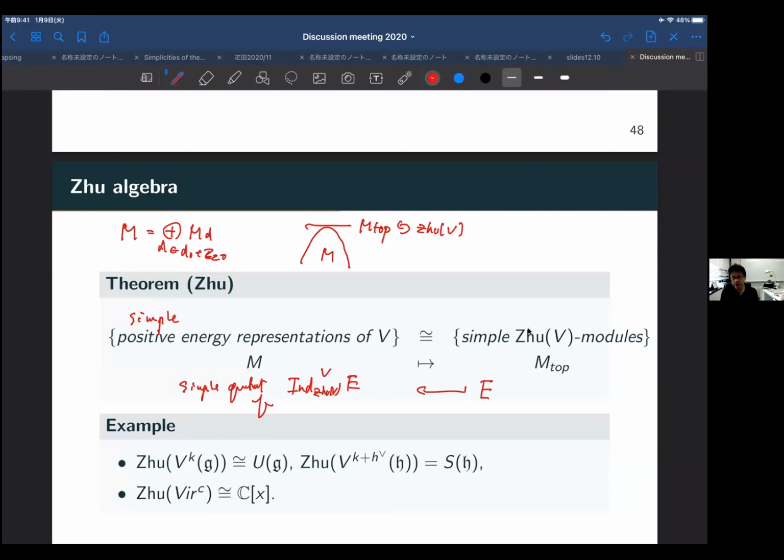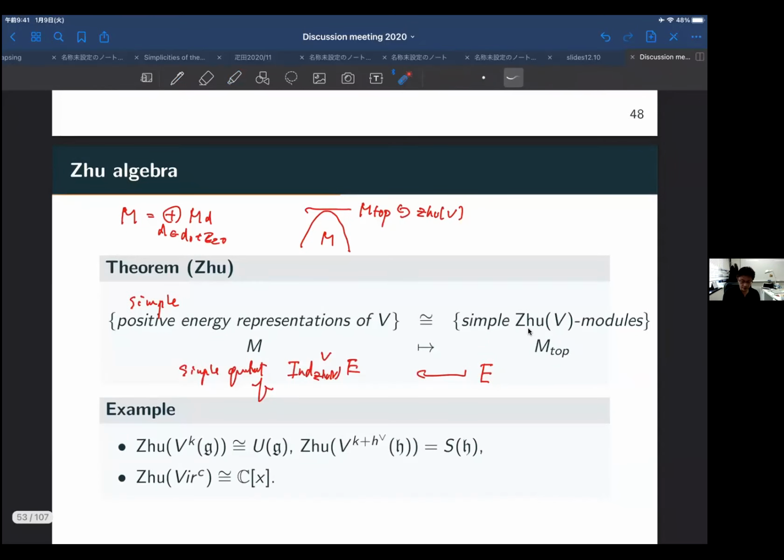So by this correspondence, if you know those algebras, you can parameterize simple modules of a vertex algebra. The definition looks quite strange, but if you look at the example, it's quite natural. Because for affine vertex algebras, those algebras are just the enveloping algebra of g. So this corresponds to the fact that for highest weight representations at a fixed level, the parameterization of highest weight modules is the same as the parameterization of the finite dimensional ones.